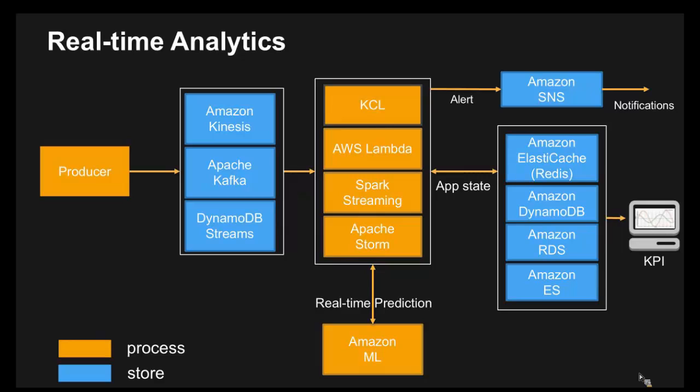And in addition to this, you can also consult Amazon Machine Learning Service for doing real-time predictions. If a specific transaction is coming in, you can basically ask Amazon Machine Learning to say, is it fraud or not, yes or no, and based on that, you can actually send an alert or not.